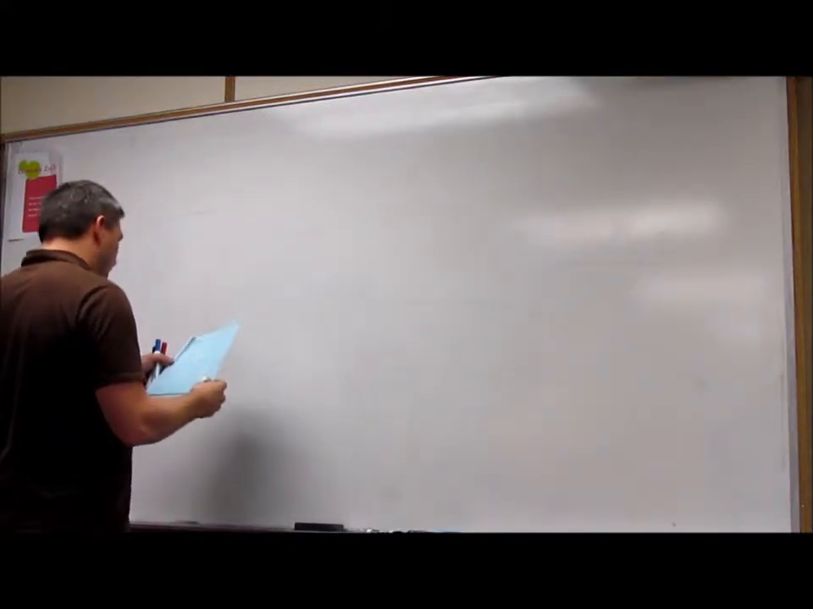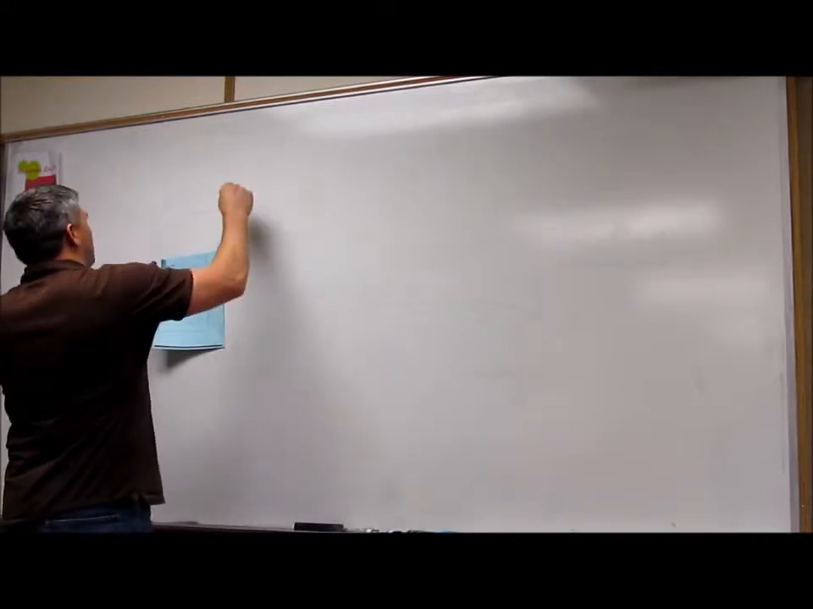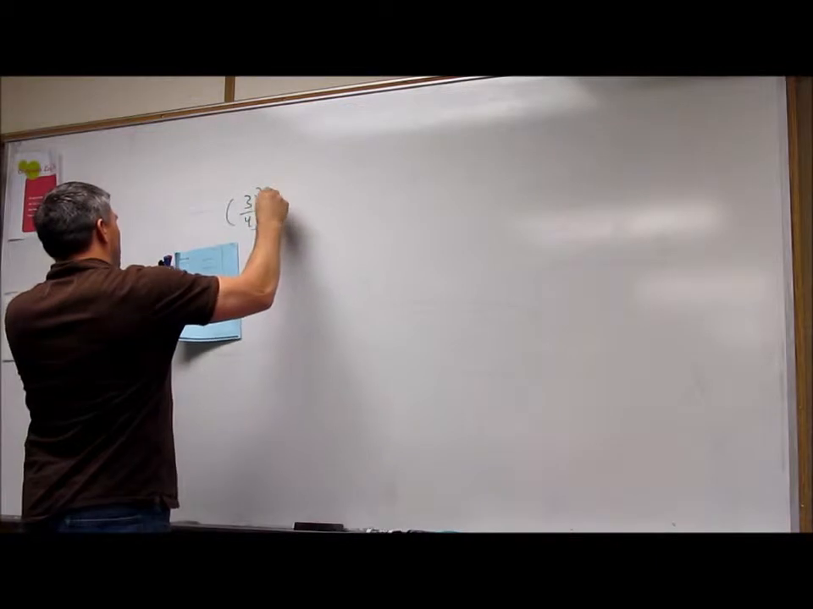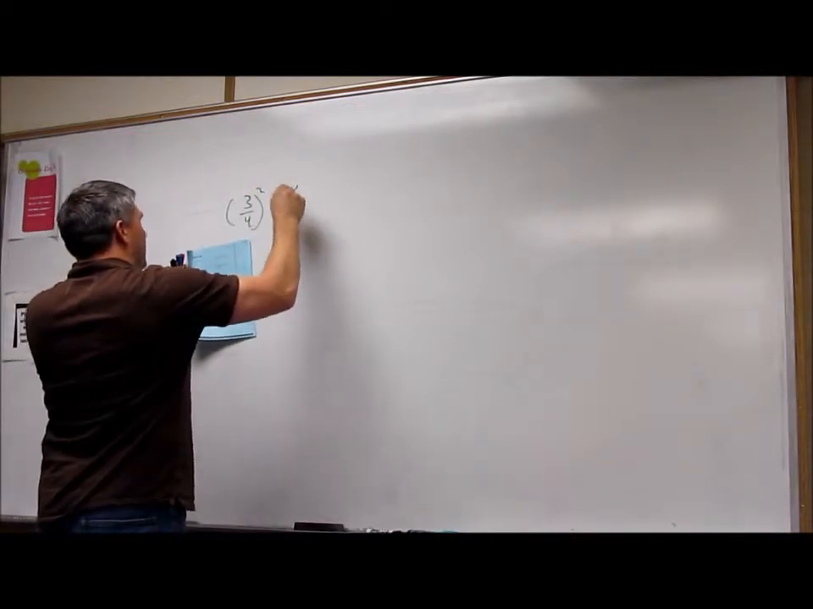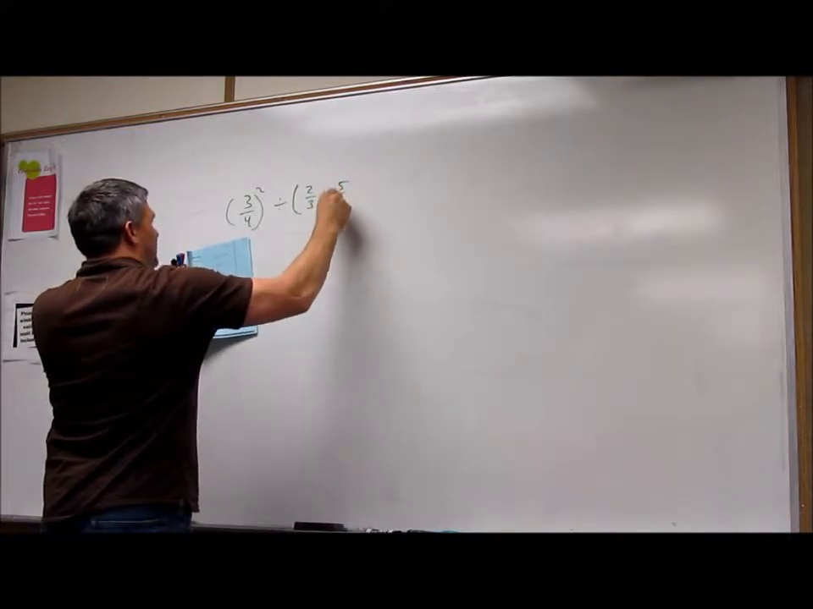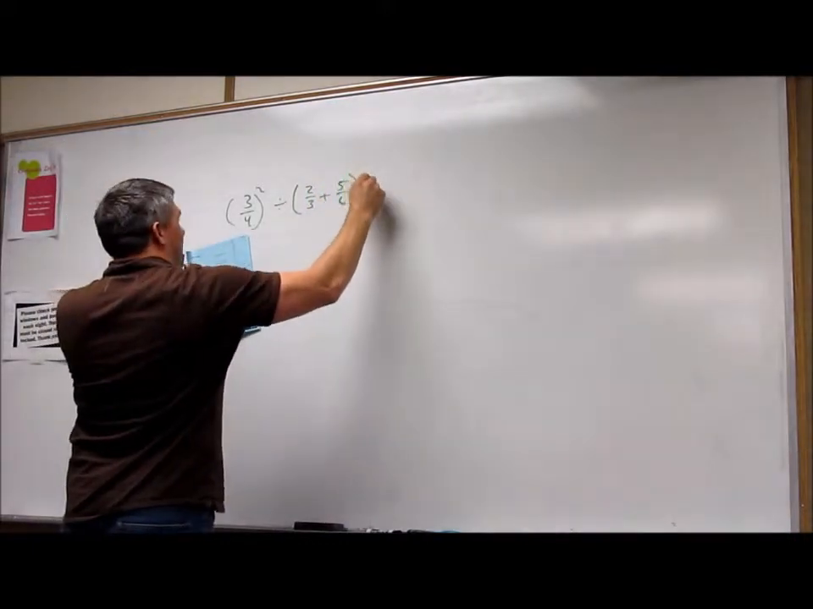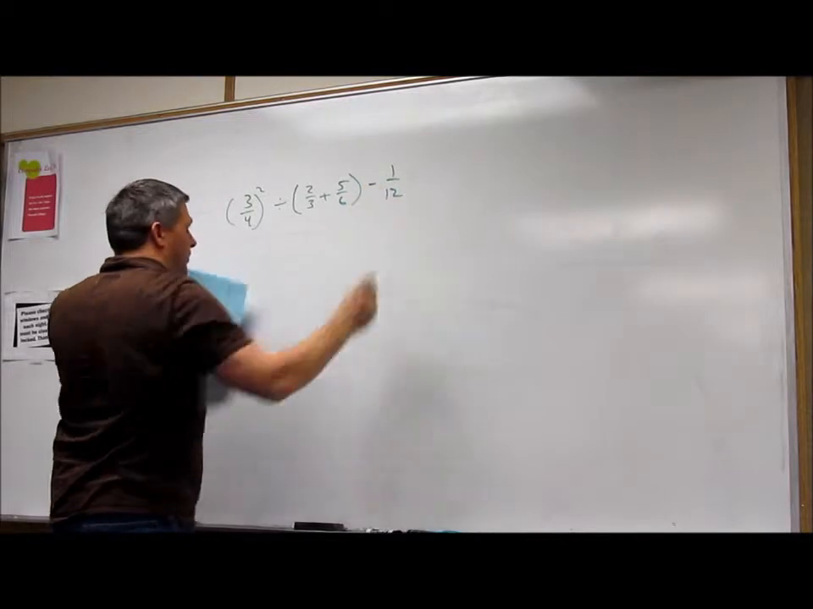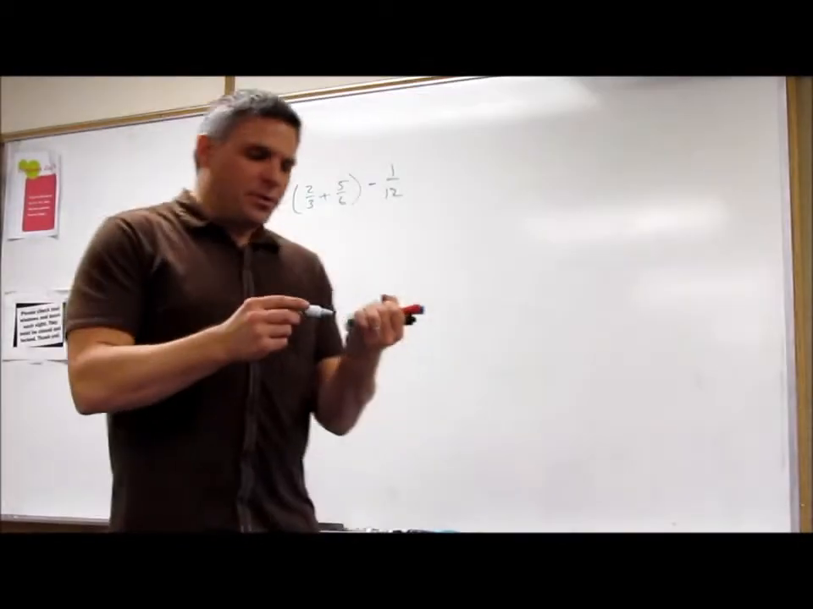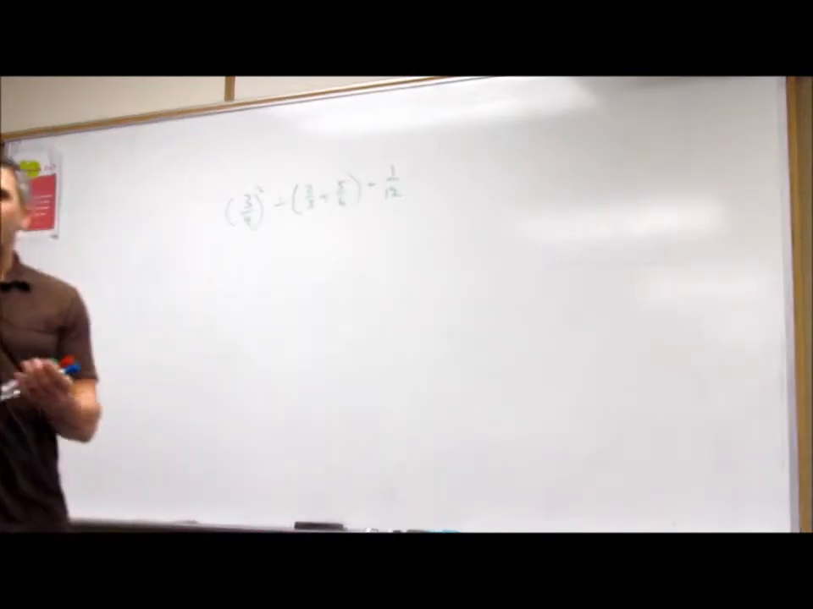We have simplifying. Oh boy. 3/4 squared divided by 2/3 plus 5/6 minus 1/12. Okay? So again, simplifying always means following the order of operations.